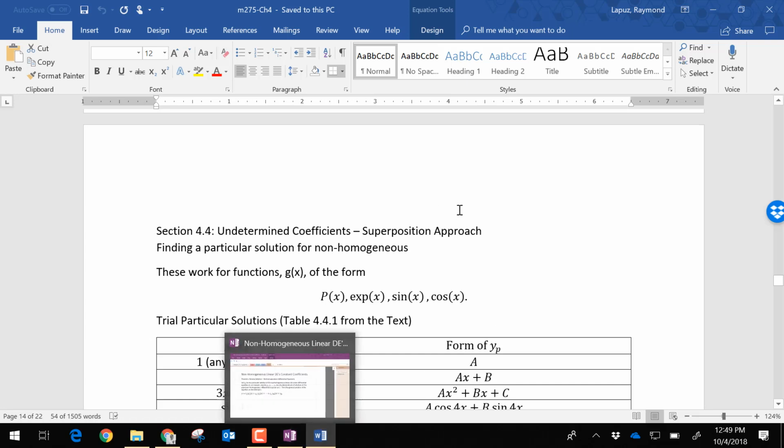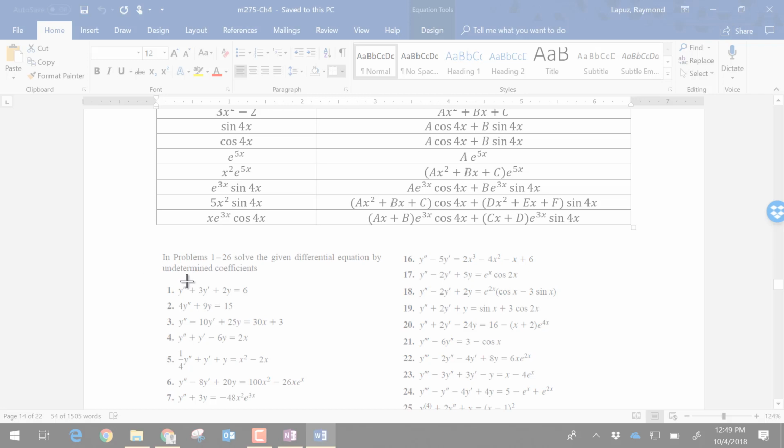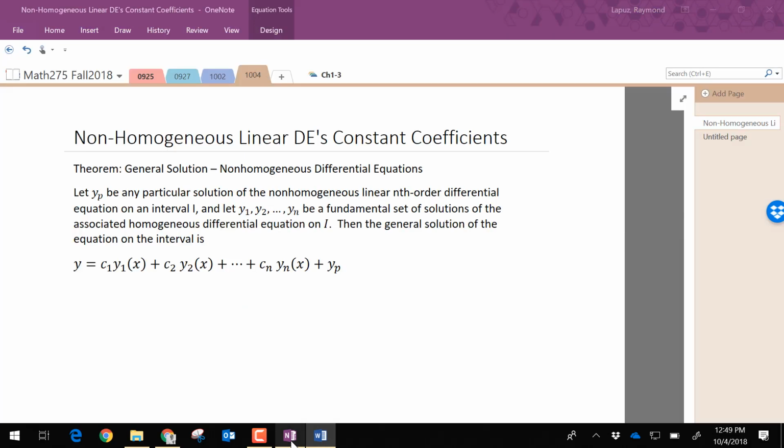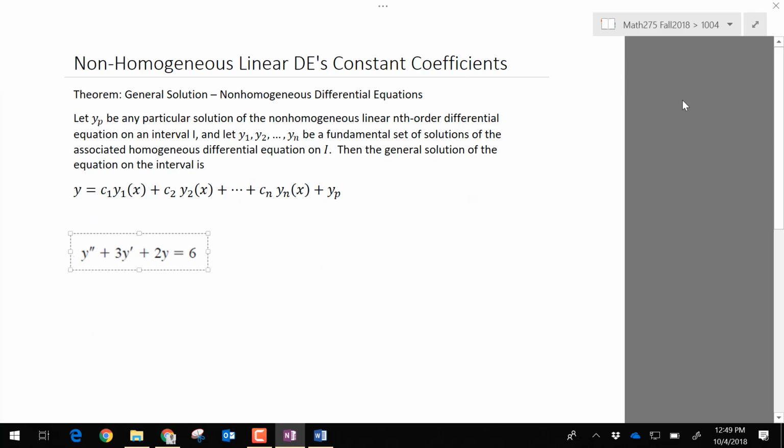So, anyways, let's take a look at a problem, and then we'll take a look at some of the aspects of this method. Number one is always a good place to start. So we have a differential equation here: y double prime plus 3y prime plus 2y is equal to 6. It's non-homogeneous because the other side has a number, not 0.